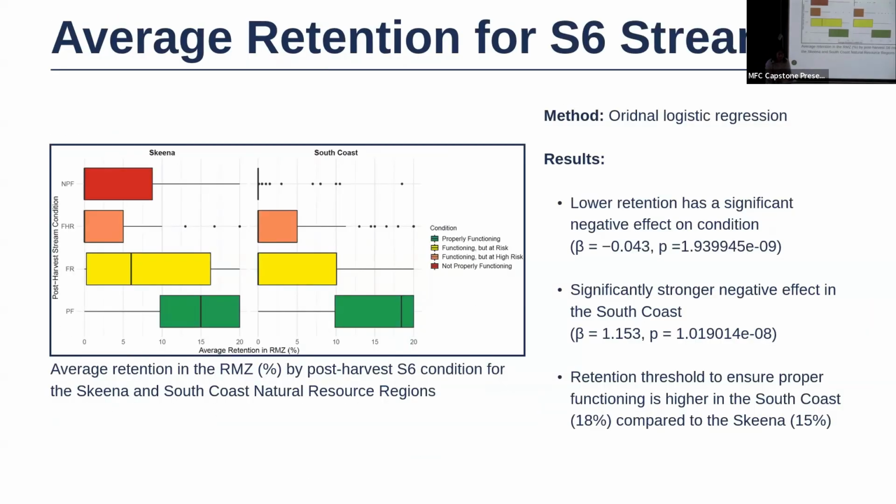What's also interesting is that S6 streams tended to be assessed as properly functioning when there was around 15% retention in the RMZ in the Skeena and around 18% in the South Coast. While S6 streams with 5% retention or below, which is the current recommended level of retention under best management practices, tended to show at least some form of impaired functioning.